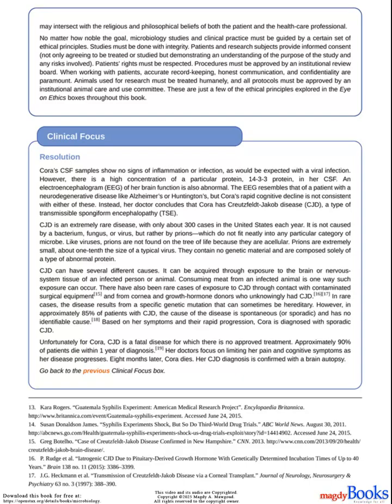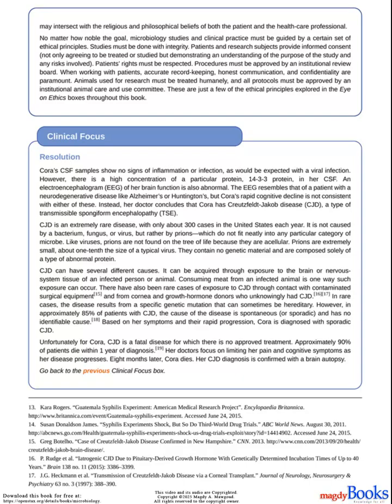Instead, her doctor concludes that Cora has Creutzfeldt-Jakob disease, CJD, a type of transmissible spongiform encephalopathy, TSE. CJD is an extremely rare disease, with only about 300 cases in the United States each year. It is not caused by a bacterium, fungus, or virus, but rather by prions, which do not fit neatly into any particular category of microbe. Like viruses, prions are not found on the tree of life because they are acellular. Prions are extremely small, about 1/10 the size of a typical virus. They contain no genetic material and are composed solely of a type of abnormal protein.